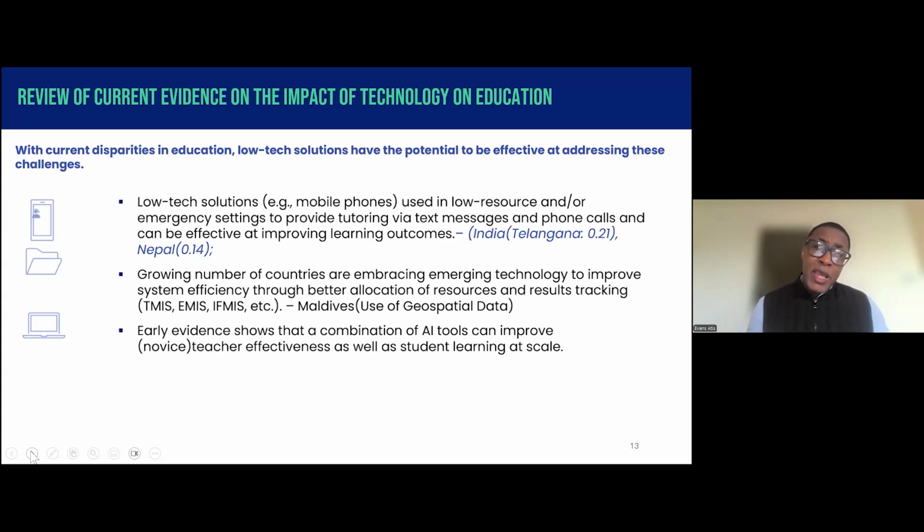Countries are also using advanced technologies to improve efficiency in terms of how they allocate resources, how they predict needs, how they track results. We've seen that in the case of Maldives. The idea now is to really make sure we have the right enabling environment to use those technologies and to make sure that they are implemented at all levels. And it's true that we've seen early evidence that AI tools could improve teacher effectiveness in underserved communities, but we still need to make sure that the data being used is from the context where the solutions are being applied. Otherwise, it will generate more disparities.